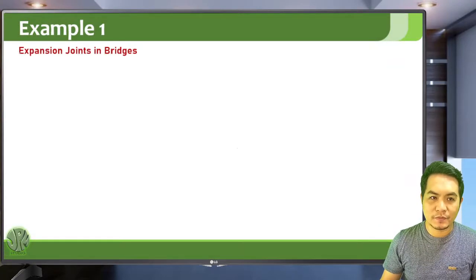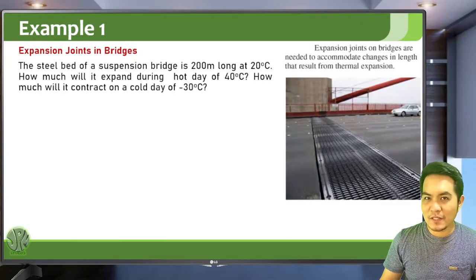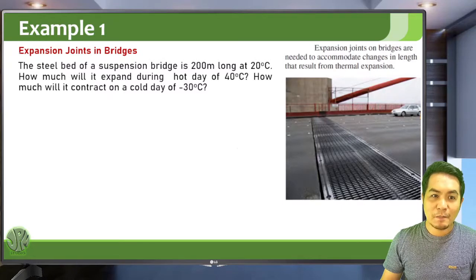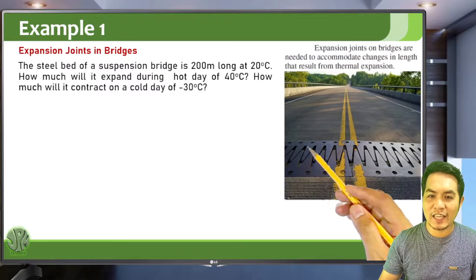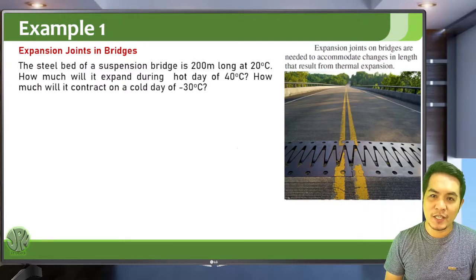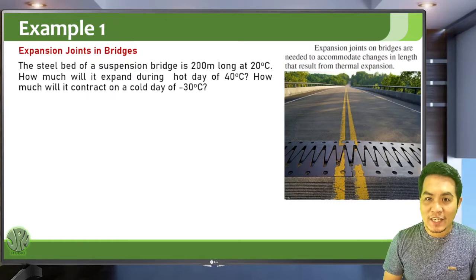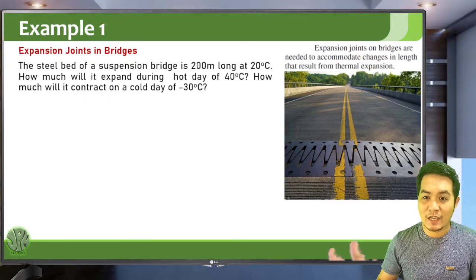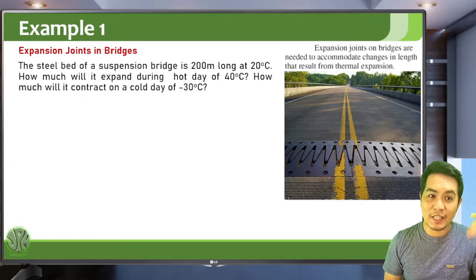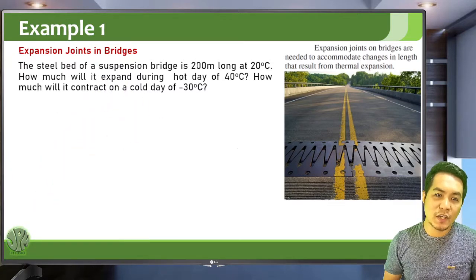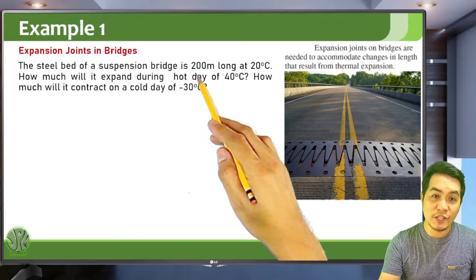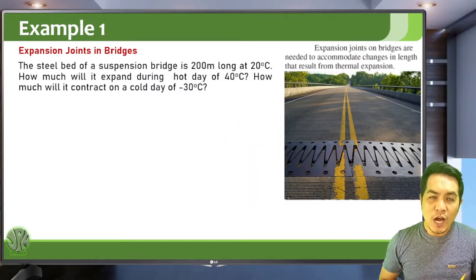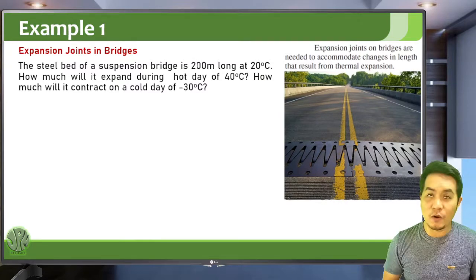So let's have an example. You must have noticed in our bridges that they have what they call expansion joints. There are teeth-like structures. Those are expansion joints. The purpose of these expansion joints is to accommodate the changes in length that result from thermal expansion of the bridge. A bridge has a steel bed. In this problem, the steel bed of a suspension bridge is 200 meters long at 20 degrees Celsius. So 200 meters is our initial length, and 20 degrees Celsius is our initial temperature. How much will it expand during a hot day of 40 degrees Celsius? Or how much will it contract on a cold day of negative 30 degrees Celsius?